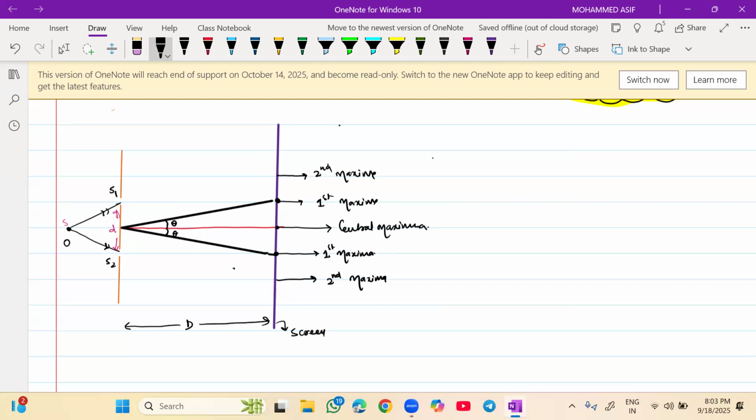At the center, y value will be equal to 0, isn't it? For the first maxima, what is the value of y? For the first maxima, y value will be equal to, can you tell me what is the y value? First maxima, y is equal to lambda into capital D divided by small d. For this one also, y is equal to lambda capital D divided by small d.